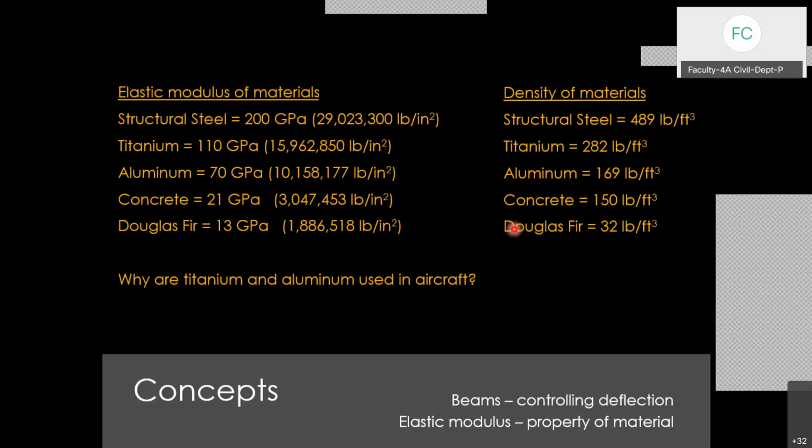So these are some of the elastic moduli of the materials. If you just look at structural steel, it's 200 gigapascal. Titanium, aluminum, concrete, you know, it's 21 gigapascal and other things as well.